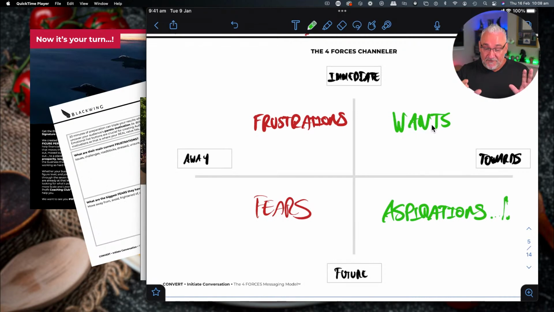Okay, what we're doing here, right? We've got these four emotional forces. We've got the frustrations and fears that people want to move away from, and we've got people's wants and aspirations that people are trying to move towards, either right now or in the future. So people want stuff right now, and they've got aspirations towards the future. So this is what we call the four forces, right?